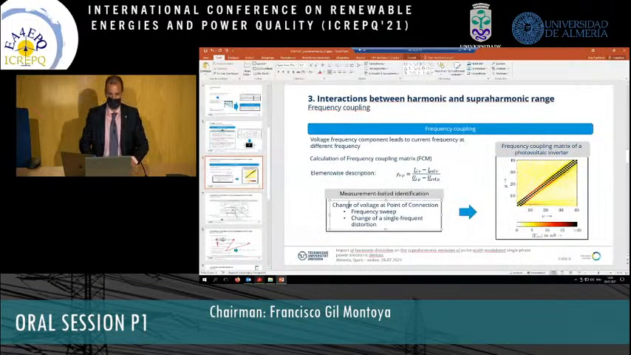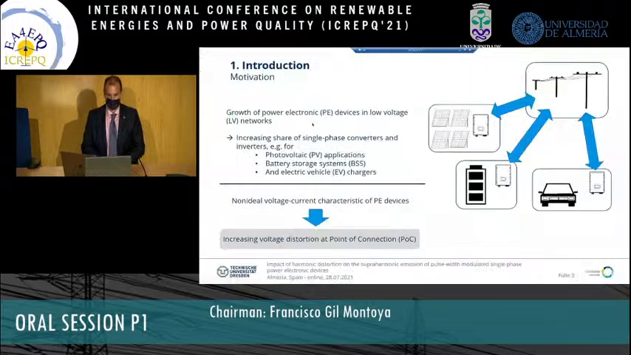Okay, now we can go. So we see a growth of power electronic devices in the voltage networks. And this specifically also means that we have an increasing share of single-phase converters and inverters, which are the focus of this study. So where are they present? Well, we can see them in photovoltaic application, storage systems, and also in electric vehicle chargers.